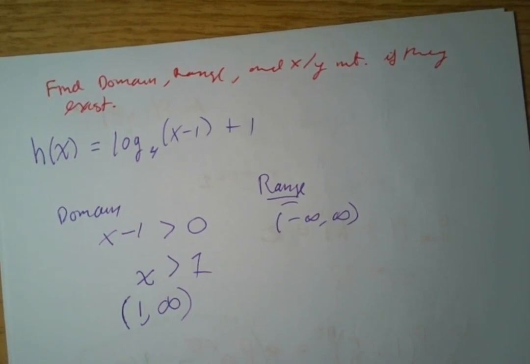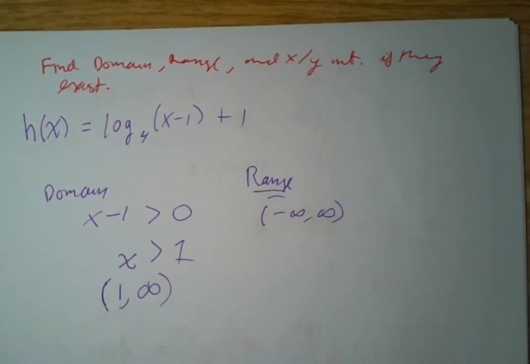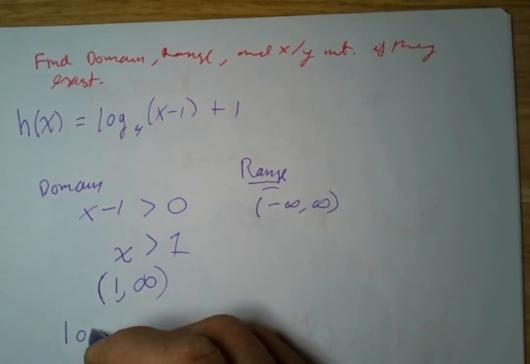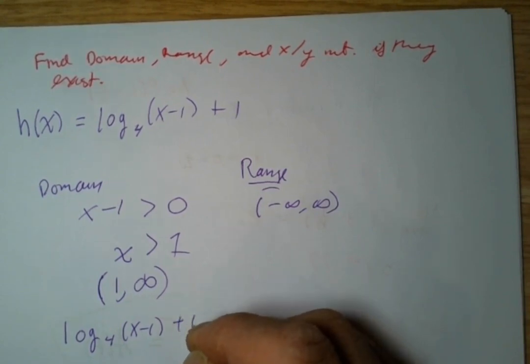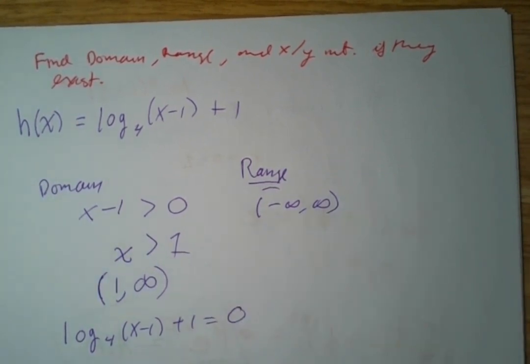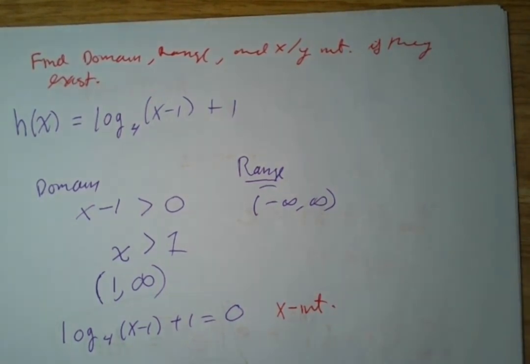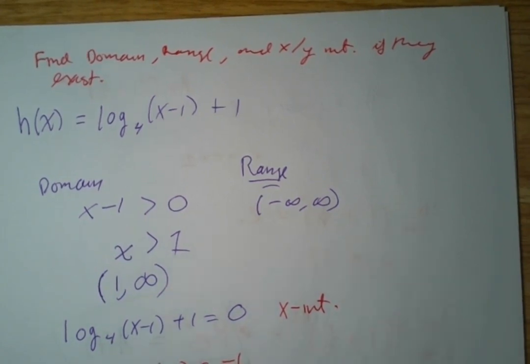Okay, so now let's take a look at the other quantities, the x and the y intercepts. For the x-intercept, that would happen when y is 0, so we're looking for log base 4 of x minus 1, plus 1, equals 0. Alright, and then here we have log base 4 of x minus 1 equals negative 1.